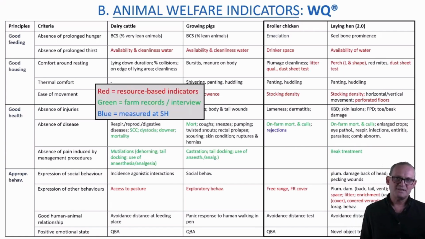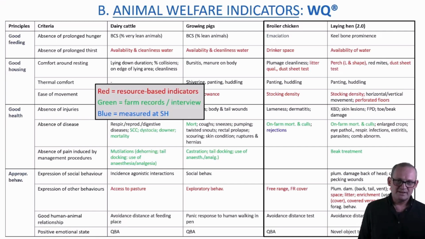You see that some of these indicators are in red, others are in green, and others are in blue. The red ones are not animal-based indicators, but are resource-based indicators. Welfare Quality had this decision where they said that in preference they would use an animal-based indicator, but if there was no good or feasible animal-based indicator, they would use a resource-based indicator. So you see occasionally they use resource-based indicators and not animal-based indicators.